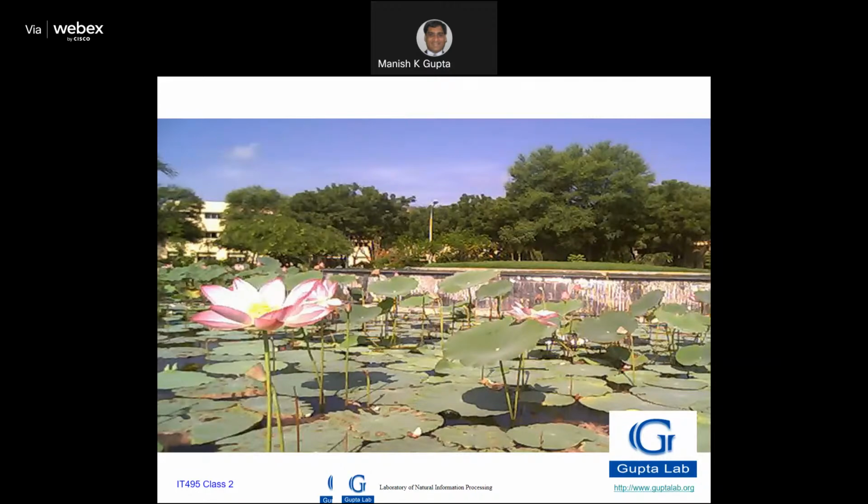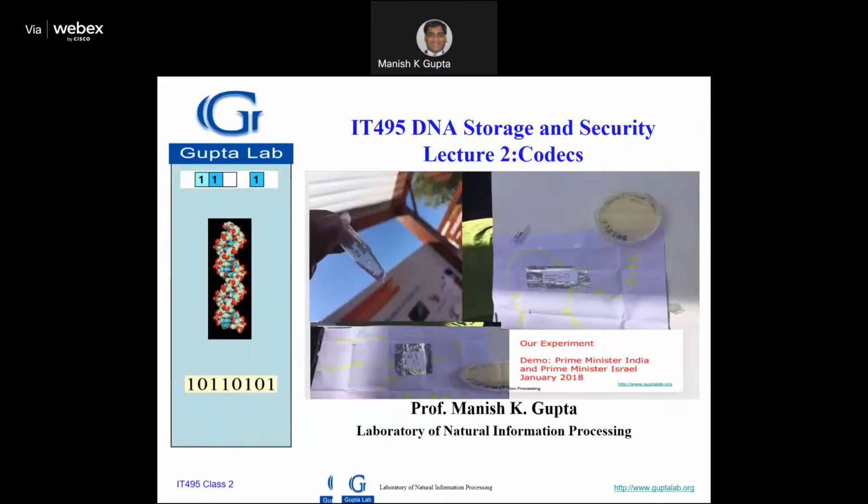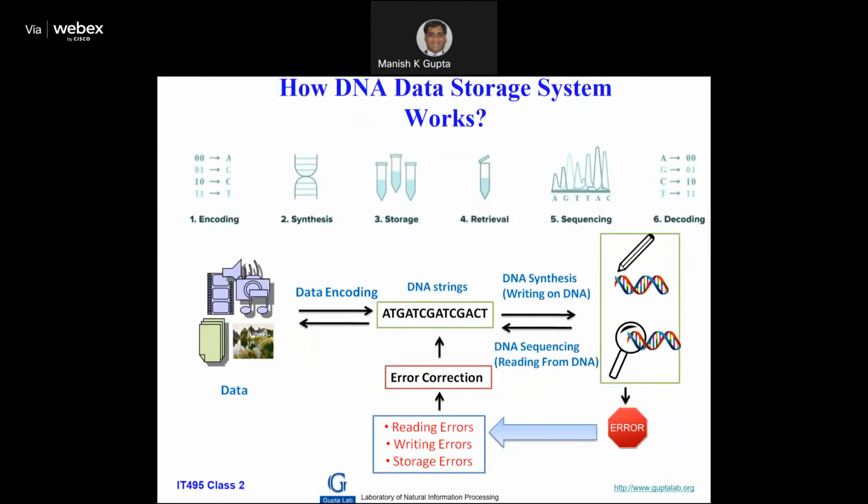Before starting the next lecture, I think that in the last lecture, or the first lecture, I gave you a kind of overview, a bit of historical thing, how things started. And now what I am going to do, I'll talk about codecs first. So in terms of this picture here, basically all these 6 steps are important and we need to really understand each one in detail.